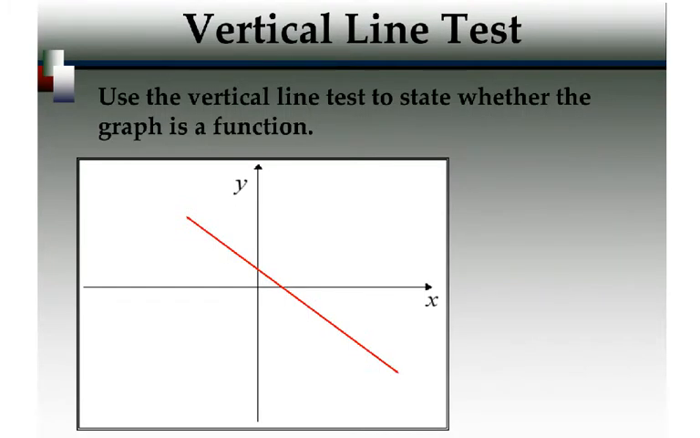Let's look at this example here. Using the vertical line test, we're going to state whether this graph is a function or not. And using that vertical line test, I can draw a vertical line at any point on this graph, and it will never intersect this graph twice. It only intersects this graph once. See? Once here for that line, once here for this vertical line. So it never intersected it twice or more than once. So this is a function.